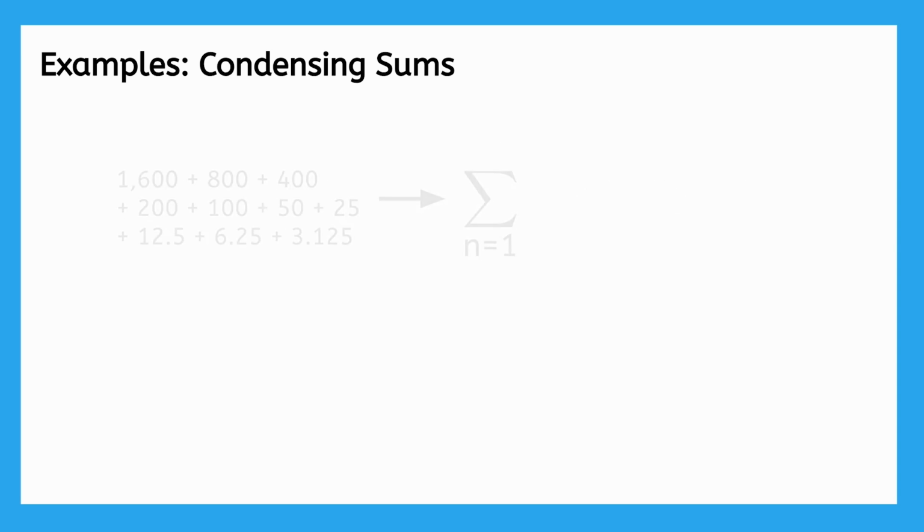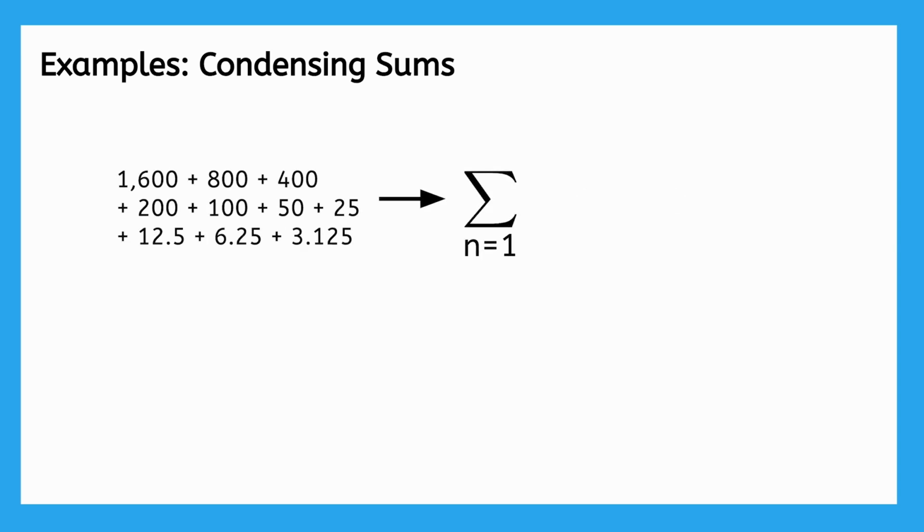And finally, number 4. Oh, wow, that's a really long sum. Now, this is why summation notation exists. This sequence starts with 1,600. Then each consecutive term is half of the previous term for 10 terms. This is why summation notation is so helpful. Even if the sum had 1 million terms, it could still be written in this same quick, short notation.